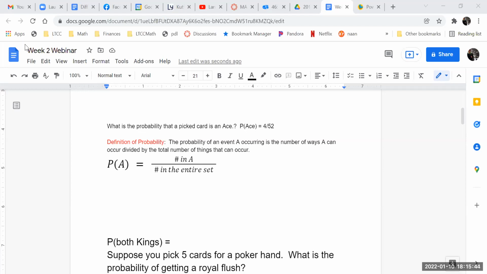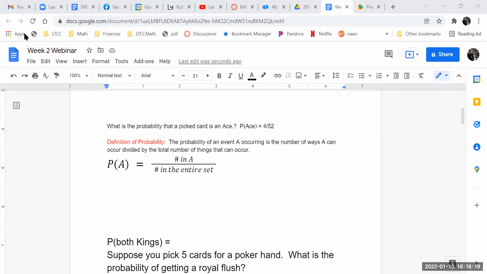And one of the things you want to say is, I just picked a card. Got it? And the question is, what's the probability that this card is an ace? Any questions on the question? So this is a nice, easy one. So what you do is you say, well, how many aces are there in the deck? Yeah, there's 4 aces in the deck.